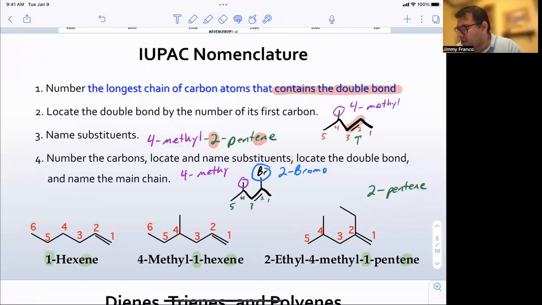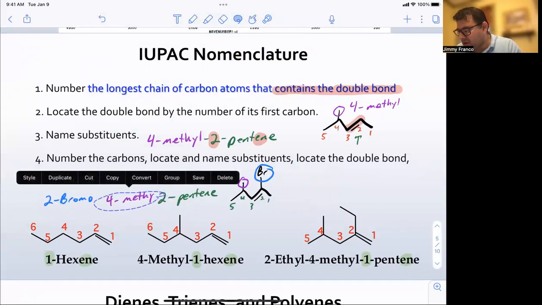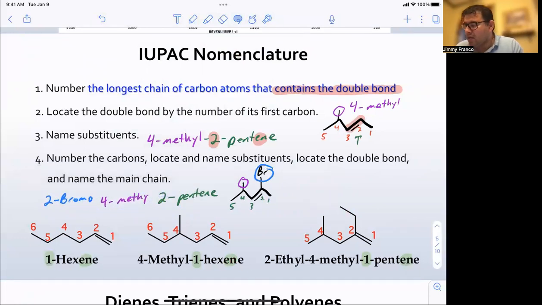So I'm just going to be a little bit lazy and steal this bromine. We'll put that there. And let's see, actually, maybe if I move it this way, I'll have a little bit more room. So I'll put the 2-pentene there, 2-bromo. My 4-methyl. And then we can just put a little dash in between each one to separate them. Perfect. So dashes between letters and numbers, commas between 2 numbers.